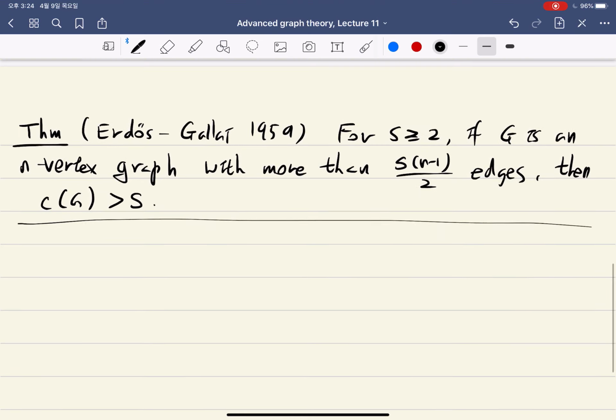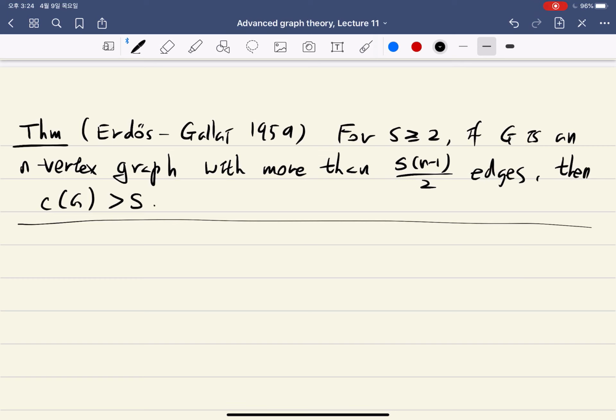So actually this is sharp, meaning that this is best possible, meaning that there is a graph with exactly this many edges, while the circumference is not strictly bigger than s.